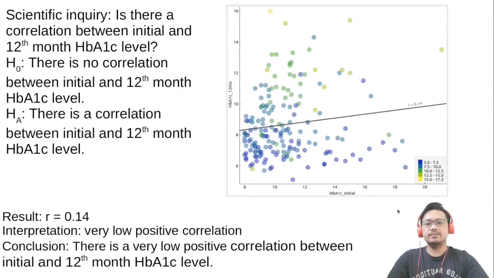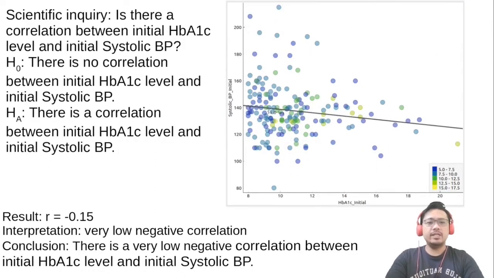Next, we compare initial and 12-month HbA1c level. It looks slightly higher. This is the regression line. The Pearson coefficient that we got is 0.14. We will still interpret this as very low positive correlation. We can conclude that there is a very low positive correlation between initial and 12-month HbA1c level.